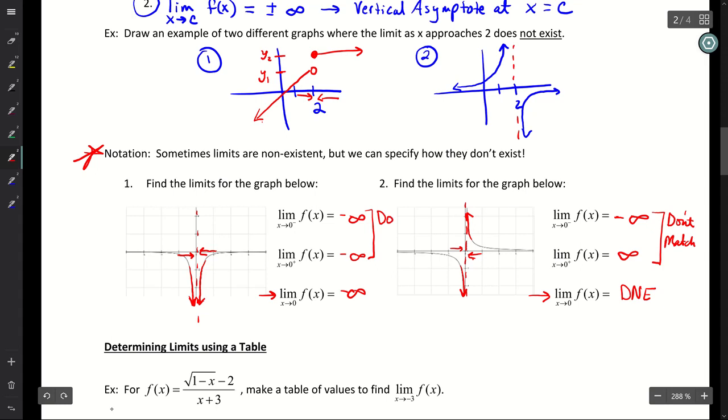Okay, so the difference between these two examples is, even though over here everything was non-existent, these guys do match, which means when you come down here to the overall limit, you're going to tell me, hey, it doesn't exist, but it doesn't exist in this way. And then here, you're going to tell me it just does not exist overall because you're approaching different things from the left and from the right.